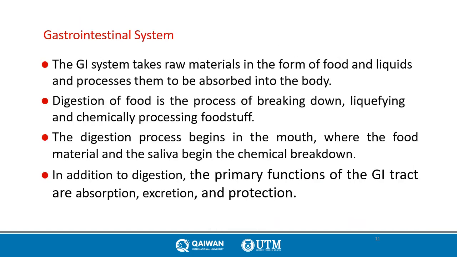Gastrointestinal or GIT system: the GI system takes raw materials in the form of food and liquid and processes them to be absorbed into the body. Digestion of food is the process of breaking down, liquefying, and chemically processing foodstuff. The digestion process begins in the mouth, where the food material and the saliva begin the chemical breakdown. In addition to digestion, the primary functions of the GI tract are absorption, excretion, and protection.